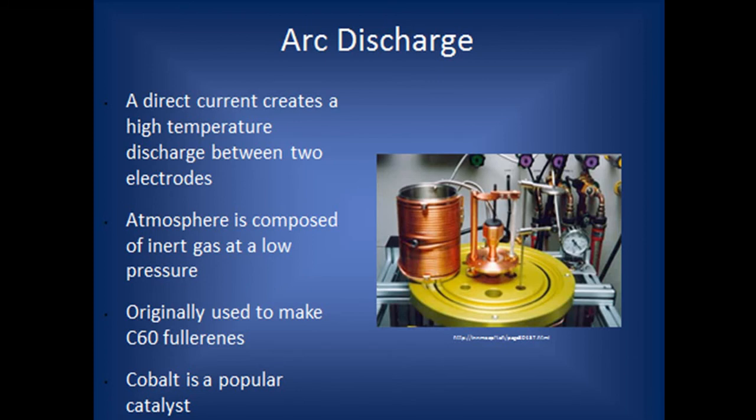So this is the arc discharge method. There are two electrodes, cathode and anode. So direct current creates a high temperature discharge between the two electrodes. So there is a discharge of current between these two electrodes. The atmosphere is composed of inert gas. Around this there is an inert gas of low pressure. Initially this method was developed to synthesize C60 fullerene, but nowadays this method is commonly used for synthesis of carbon nanotube also. This is the setup of the arc discharge method.